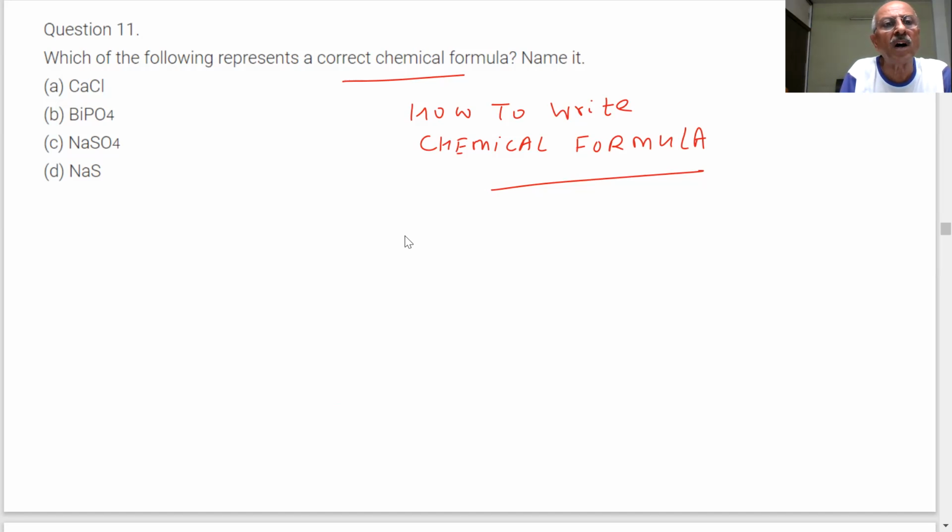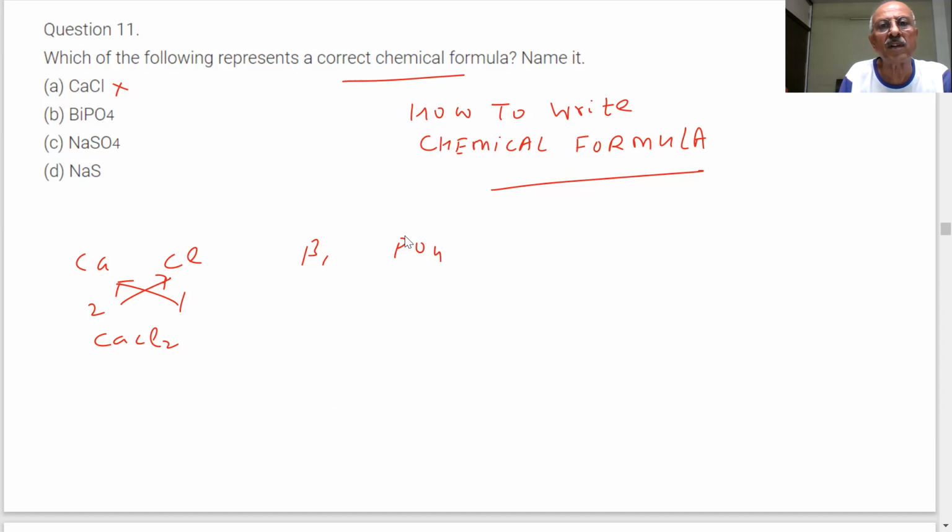What is the chemical formula? If I have calcium and Cl, what will be the formula? What is the valency of calcium? 2. And Cl? 1. So then what will be the formula? CaCl2. This is wrong. If I have Bi and PO4, what is the formula? What is the valency of Bi?